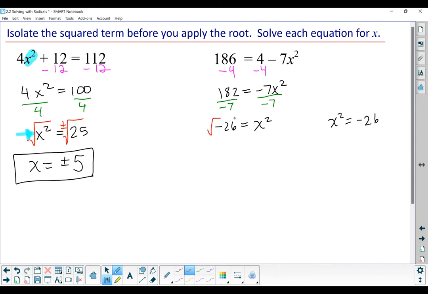So we're going to apply the square root to both sides of this. We need our plus or minus symbol. I'm going to put it on the numeric side, not with the x, but with the number. If we evaluate root 26 in our calculator, it is root 26, but this has a negative under the root, so we know it's an imaginary answer. So we have plus or minus i root 26 is equal to x.